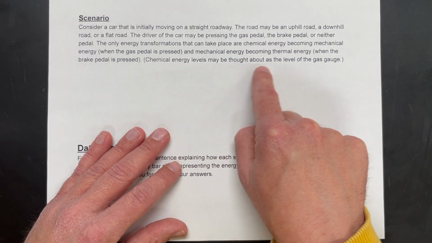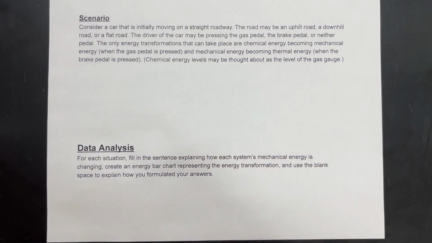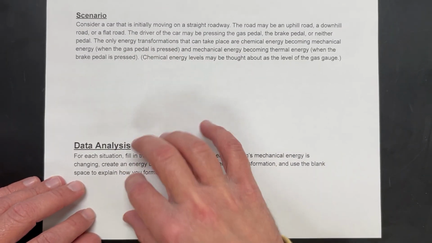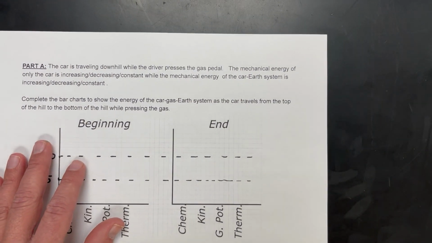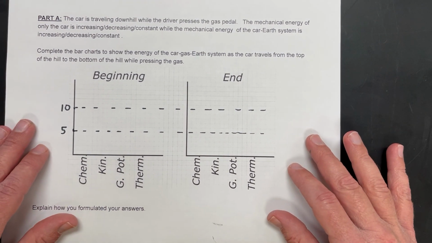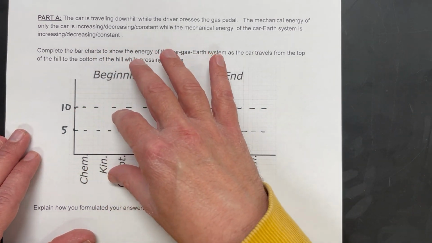Chemical energy levels may be thought of as the gas gauge level. That's sort of a hint there for you. So what we're going to do here is fill out these different scenarios and think about what's going on and what our different energy bar charts should be.